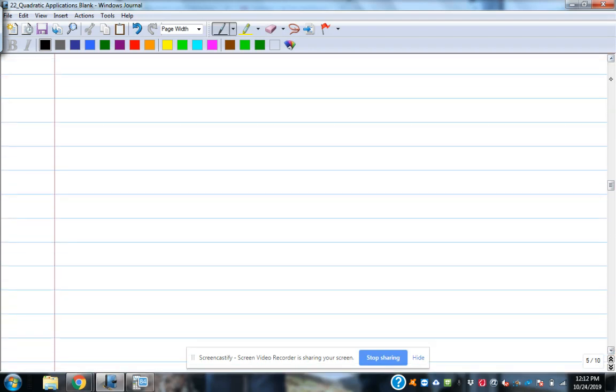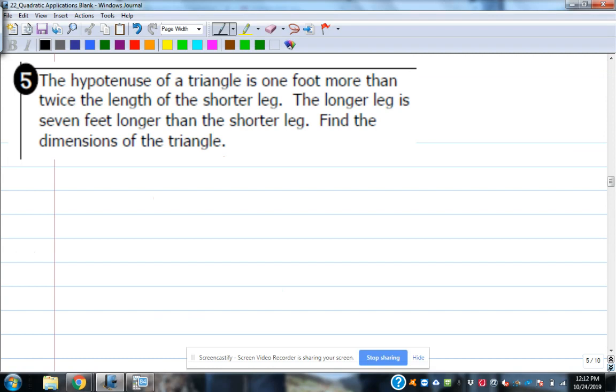All right, let's go with, I could edit it, but I don't. The hypotenuse of a triangle is 1 foot more than twice the length of the shorter leg. So when it says the word hypotenuse, we know what kind of triangle we have? A right triangle. So you just got to say, okay, this is the shorter leg. I'm going to call it X. And then the hypotenuse is 1 foot more than twice the length.